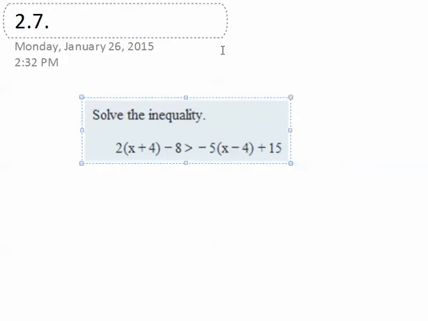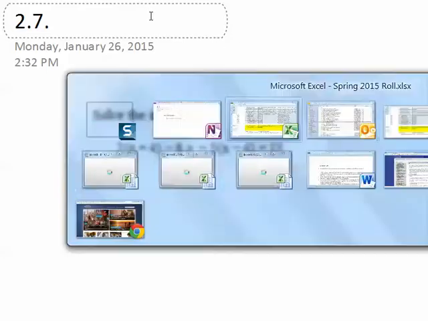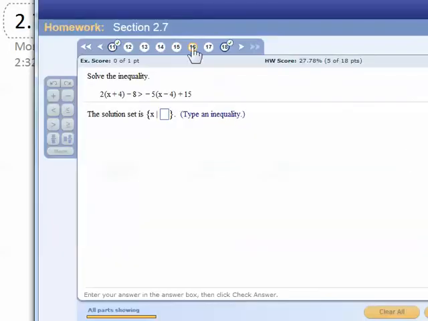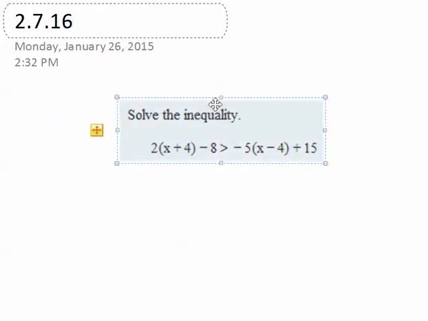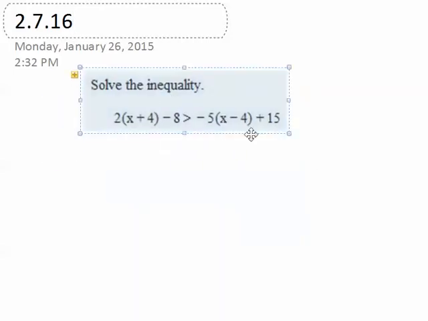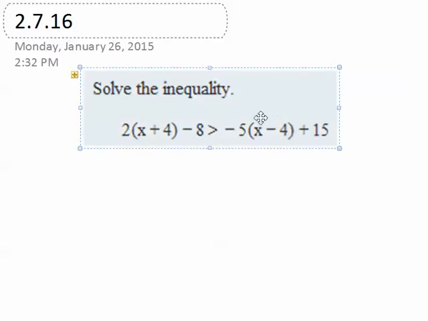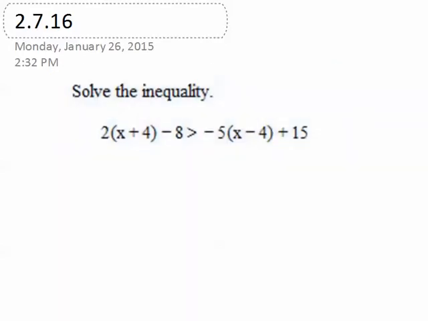So this is like a homework problem, section 2.7, number 16. And I just thought I'd do a quick video on it because it demonstrates really well what we've been talking about in this section and pretty much the whole chapter. So it says solve the inequality, and so first of all focus on the fact that it's an inequality and don't lose track of that.